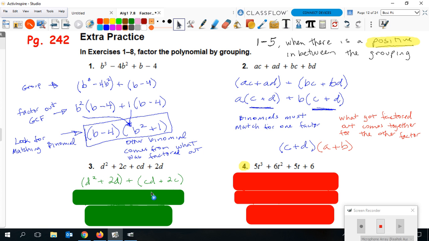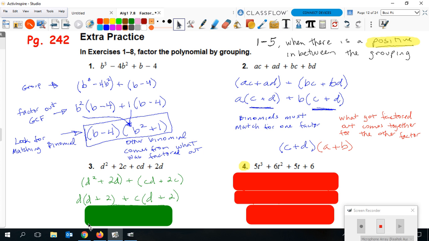Now there might be more than one way to group it and still get it correct. You could probably still group it by maybe factoring out the 2 and getting a C and a D, something like that, or a D and a C. But as you can see here, if I factor out the D on this one and factor out a C on this one, I'm getting a D plus a C, and then a D plus a 2 is the matching binomial. So as long as we get a matching binomial, you know it's working.